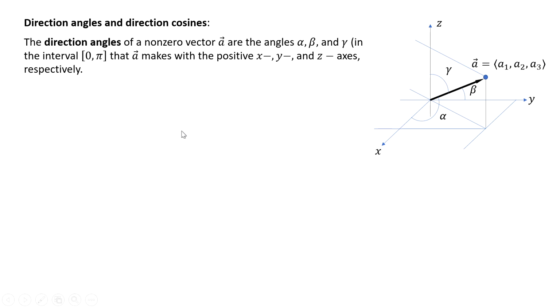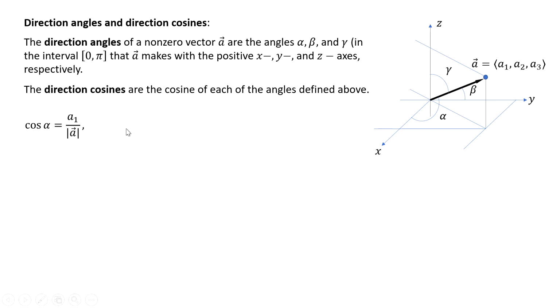Cool? These direction cosines are pretty important. Now, how do we find these direction cosines? Simple. If our vector is a1, a2, a3, its x component is a1. Would you agree? Its x component is a1.